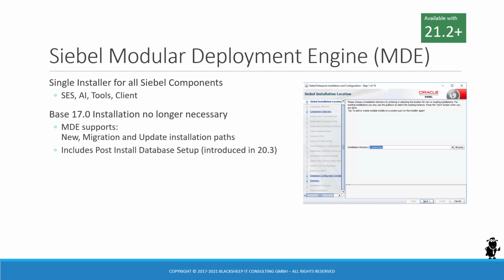So MDE supports all the installation paths, so you can run a new installation of 21.2 with a single run. You can run migration installations, which are supported even further back than IP15. And you can run, of course, updates on top of anything between 17 and 21.1. The installer also includes the post-install database setup utility, which has been introduced in 20.3, and it is included with the SES update as well.